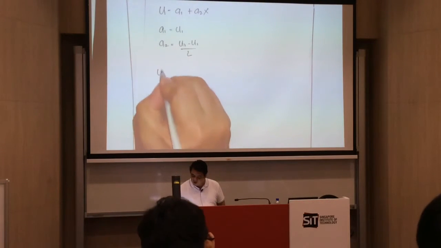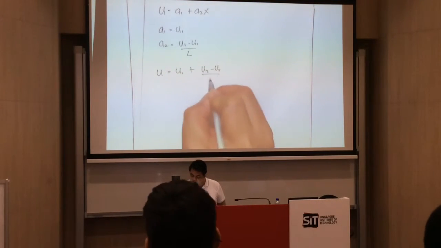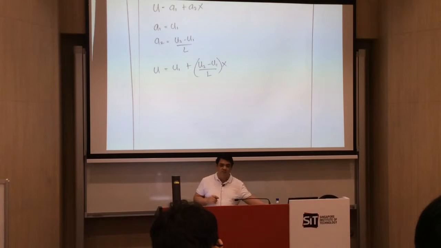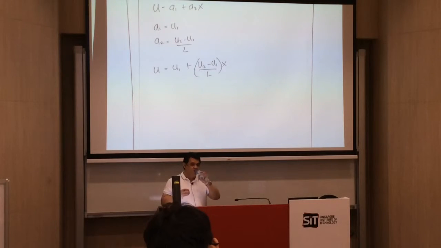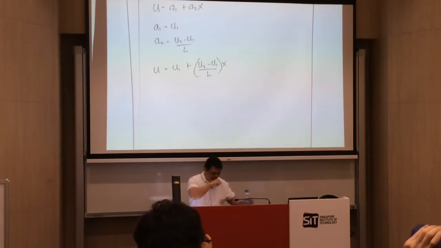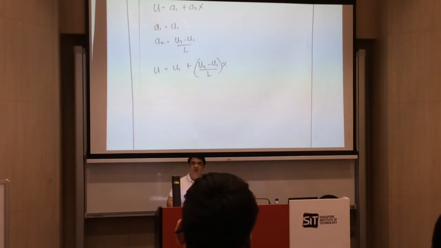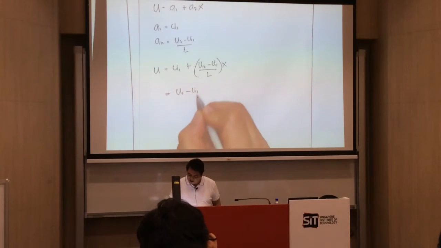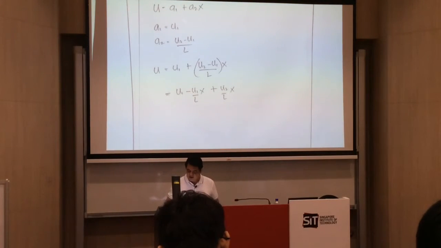So we can have now here u1 plus (u2 minus u1) over L times x. How about that? Once you have this one now, let's see what happens. You put those u1s and u2 together. u1 minus u1 over L x plus u2 over L x.